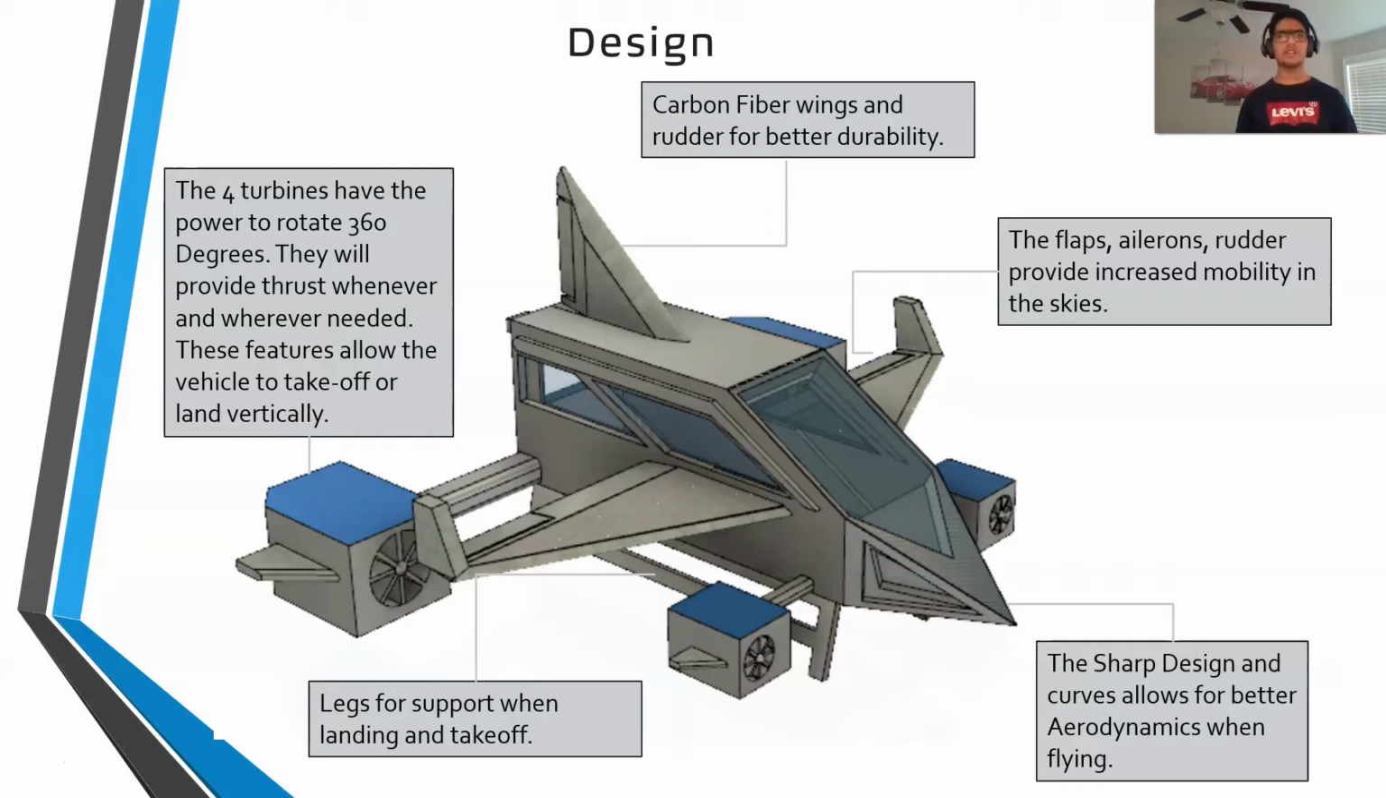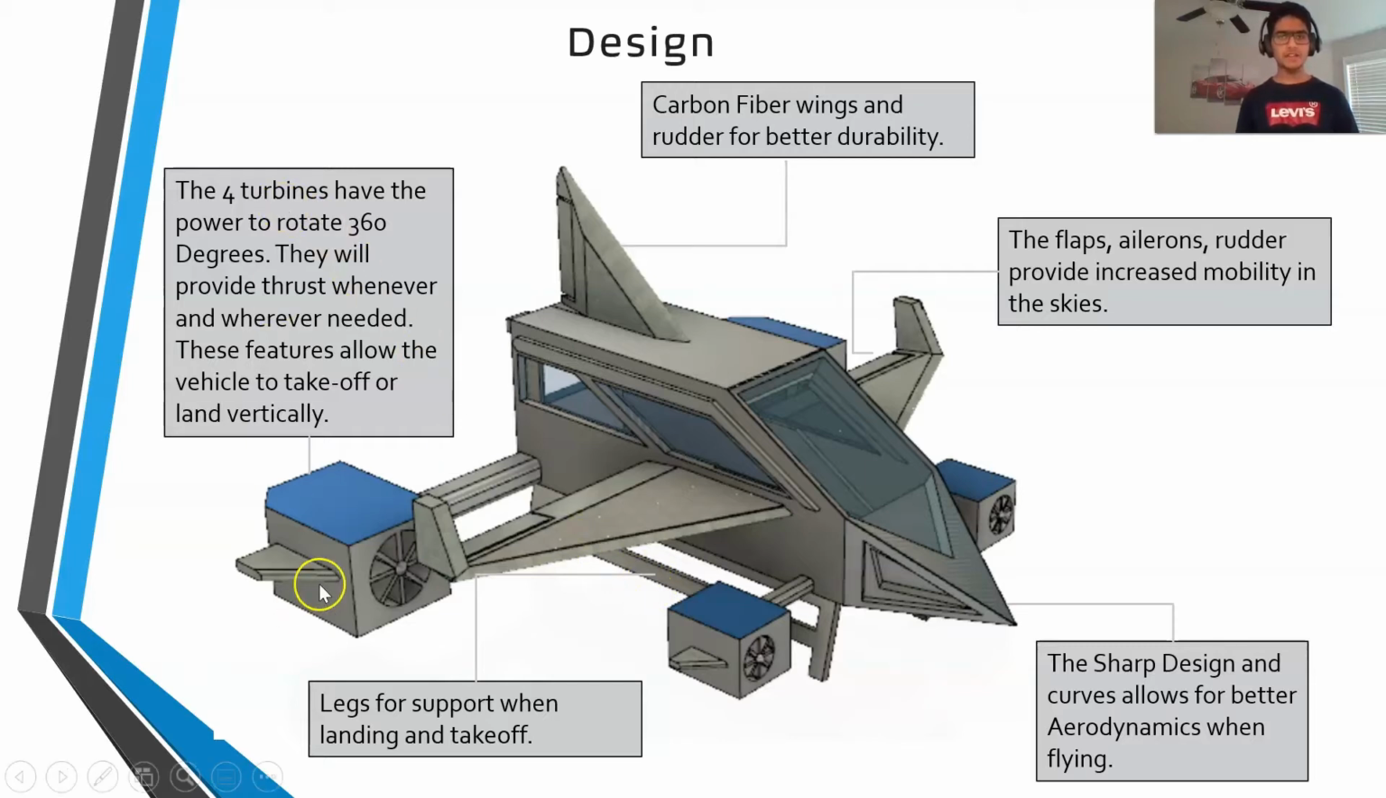So this is ARTS. Parts of the vehicle include carbon fiber wings and rudder for better durability. The flaps, ailerons, and rudder provide increased mobility in the skies. The sharp design and curves allow for better aerodynamics when flying. The legs are suited for support when landing and takeoff.